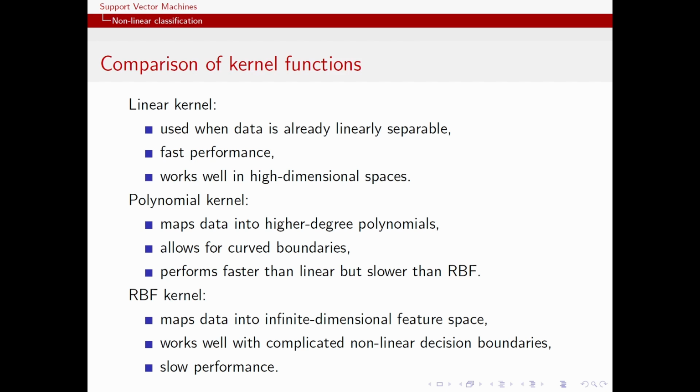Last but not least, the RBF kernel, which again is the default kernel that scikit would use. And this one maps the data into an infinite dimensional feature space. It works well with complicated and non-linear decision boundaries, but because it is more complex than the other ones, it is slow. There are more kernels that are available in scikit-learn. If you would like to look at that, then you can look into a sigmoid kernel, which is inspired by neural networks, but is not as commonly used as the RBF kernel.